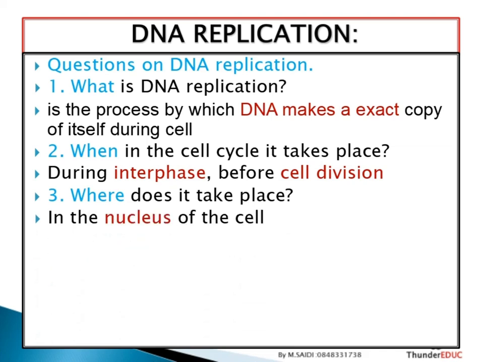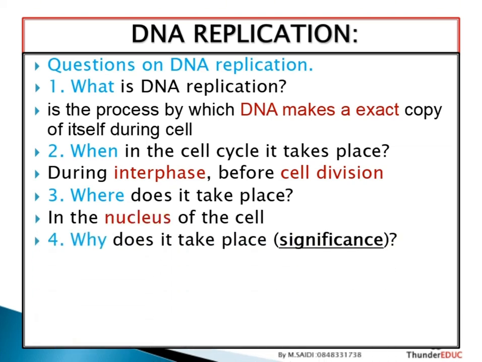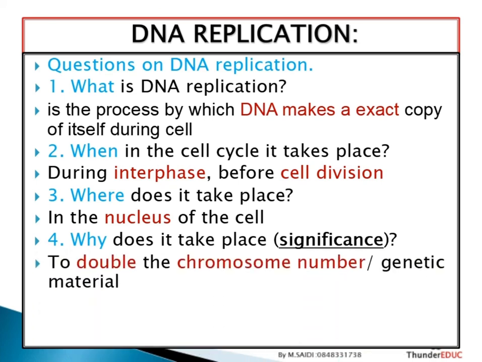And why does it take place? It's significant. Questions will come. What is the significance of DNA replication? Now, DNA replication occurs to double the chromosome number or the genetic material so that the resulting cells during cell division have enough or equal chromosome number.